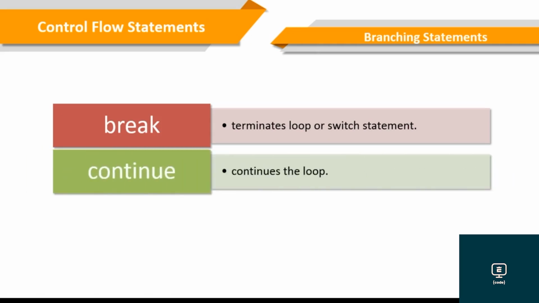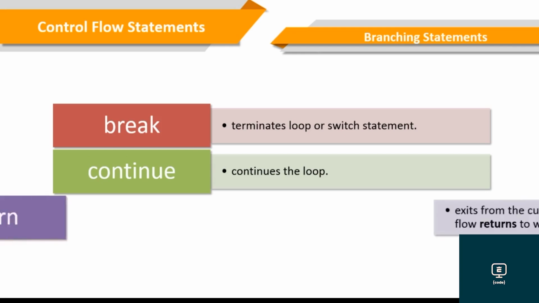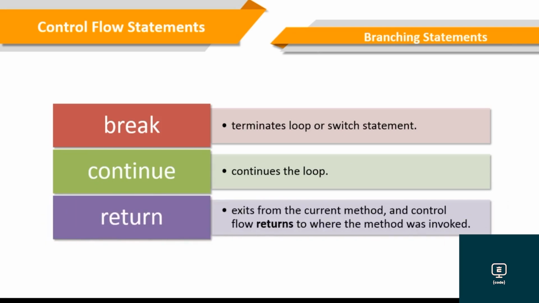Continue is used to continue the loop. When the continue statement is executed, control of the program jumps to the end of the loop, and the loop condition is evaluated. So that leaves us with return, and that's used to exit from the current method, and the control flow returns to where the method was invoked.